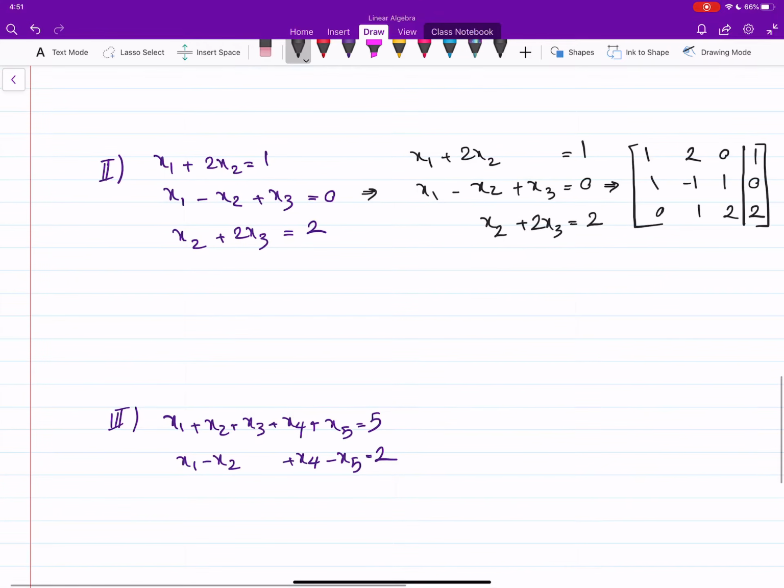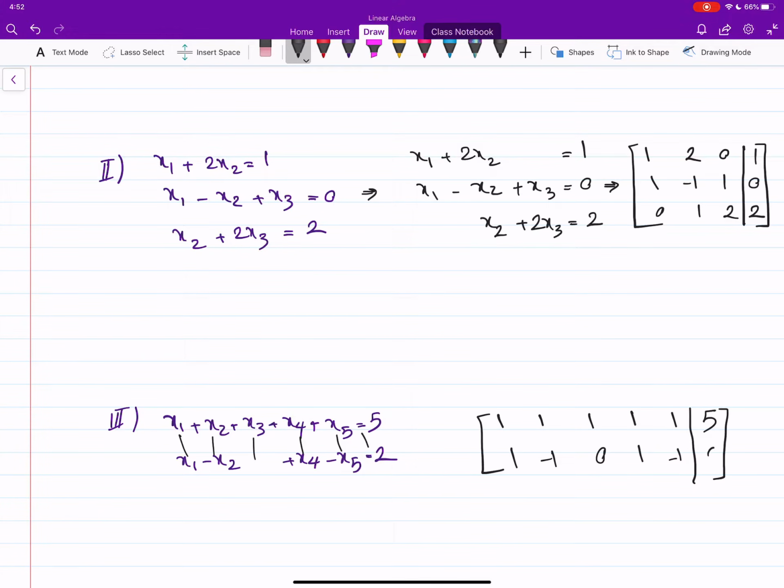The last one. This system of linear equations has 5 variables, 5 unknowns, and 2 equations, and they are written in the standard form. You see these are aligned and equality, so just right away go ahead and write the coefficients. That's what we have: 1, 1, 1, 1, 1, 5, and 1, negative 1, 0, 1, negative 1, 2. That is the augmented matrix.